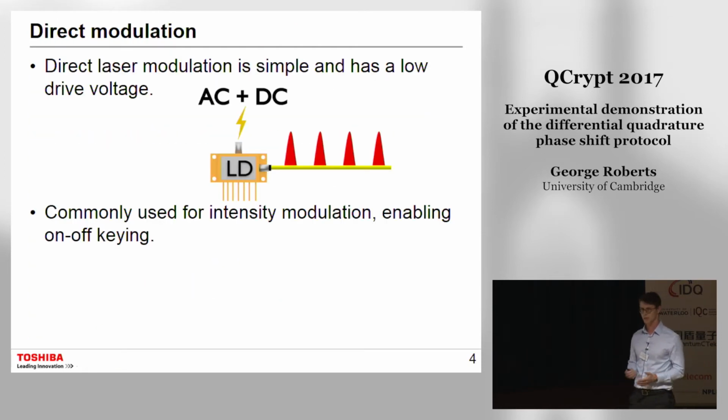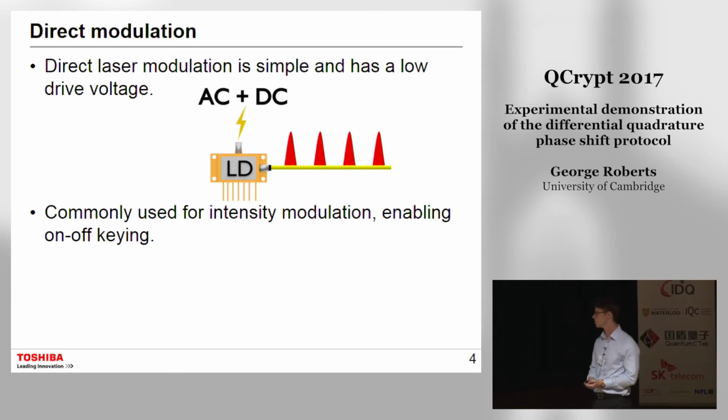So now to move on to direct modulation. Direct modulation is a very simple method of laser modulation. You simply change the bias current to the laser diode, and this changes the intensity, frequency, and phase of the output light. You commonly see it used in classical comms for intensity modulation, for amplitude shift keying, or on-off keying.